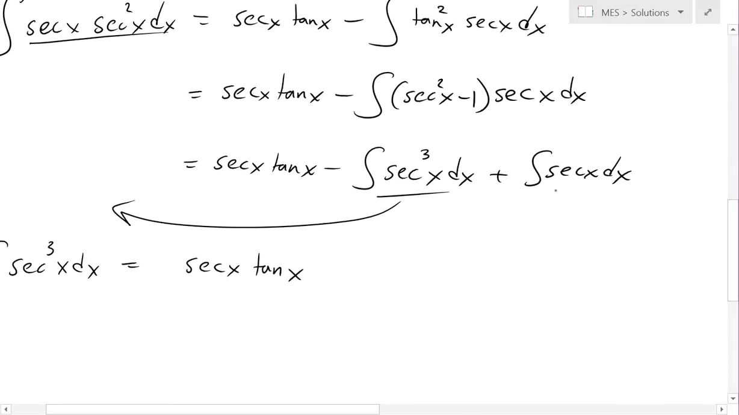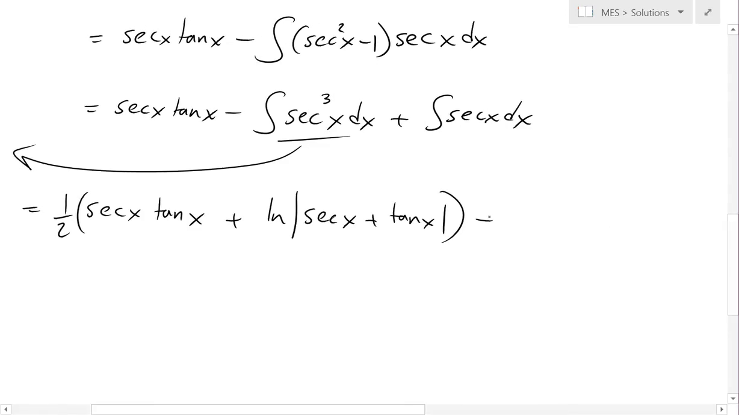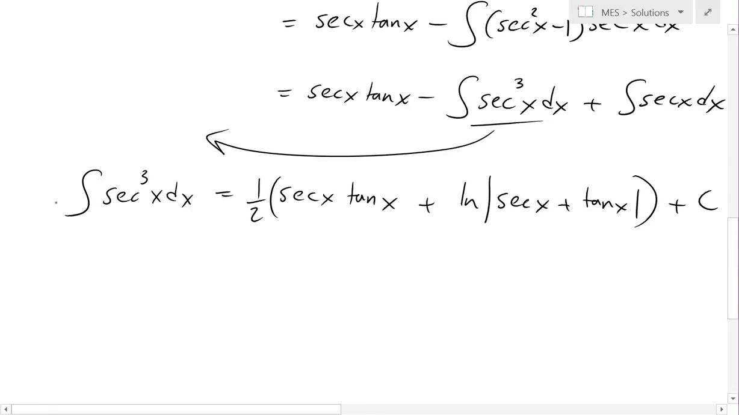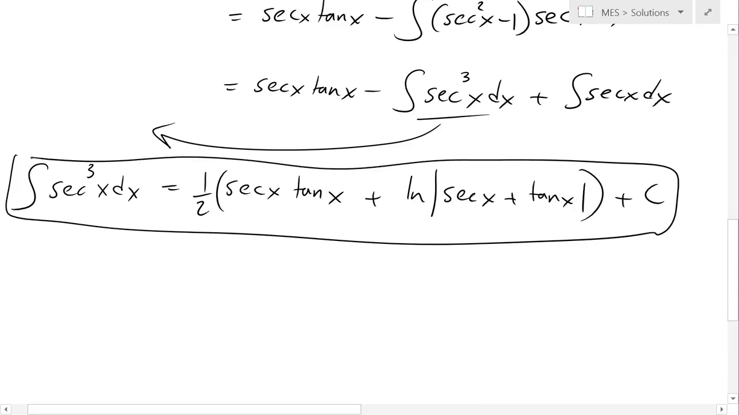plus, and now this part right here, we know this, you can also see the proof for this one. The integral of this is equal to ln of the absolute value of secant x plus tan of x, and we have a constant, but we'll just divide everything by 2. So we get 1/2. And now we just add a constant. I didn't divide the constant by 2 because a constant divided by 2 is still a constant. So this is our final answer right here. That's the integral right there.